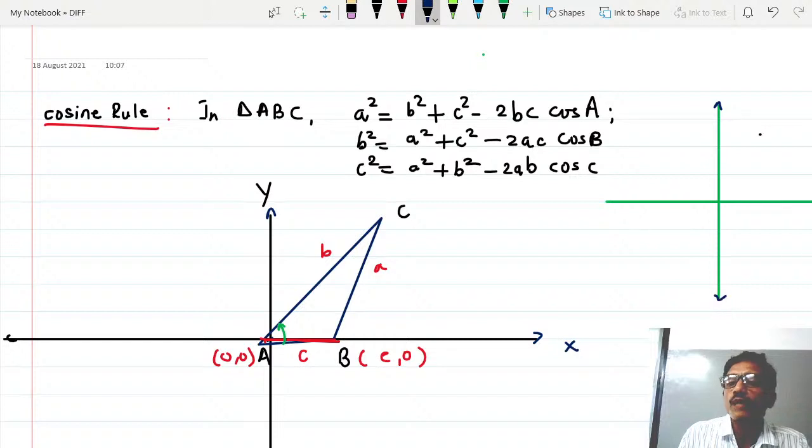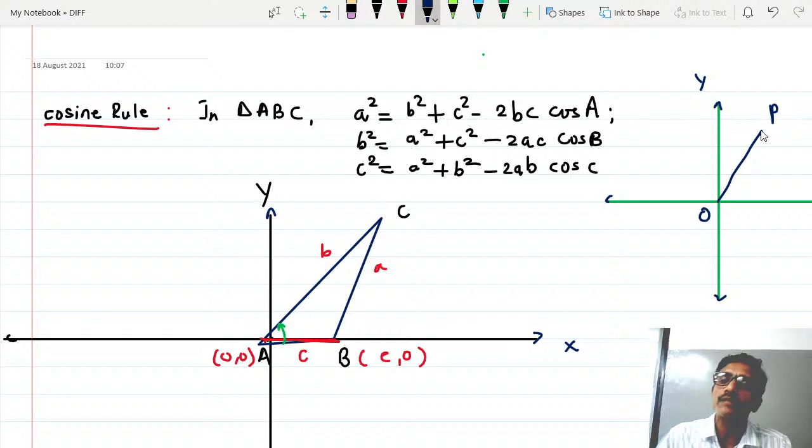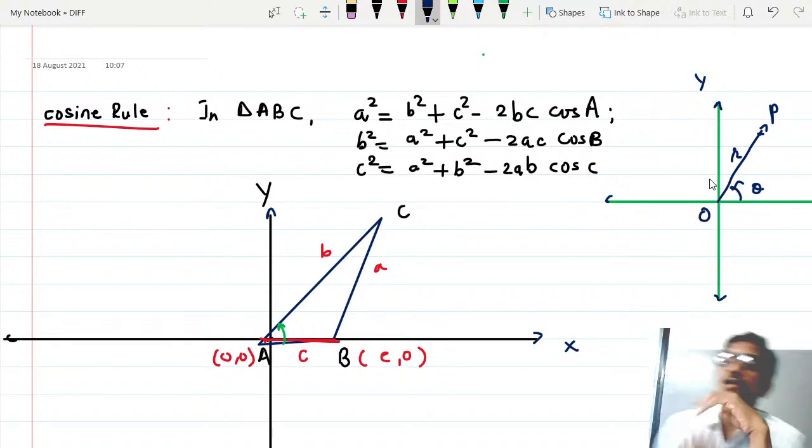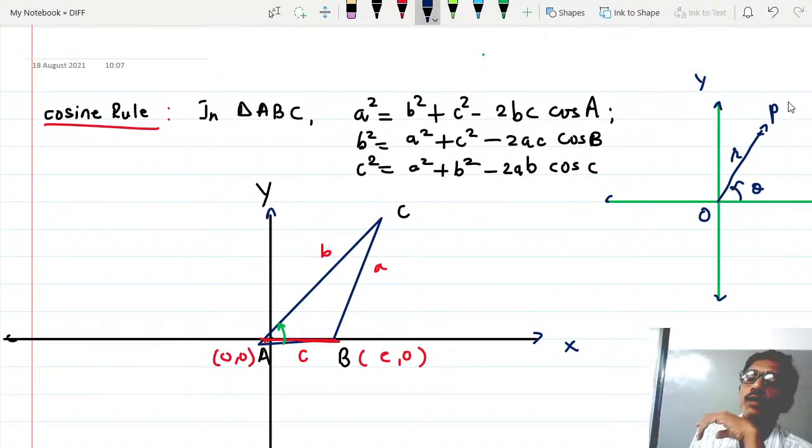What are the polar coordinates of the point? Suppose we are taking this point over here, point P, and this is the origin, x-axis, y-axis. Suppose we join this OP. Can you tell what will be the coordinates of P? This angle is theta, and this length is R. So can anybody tell what must be the coordinates of the point P?